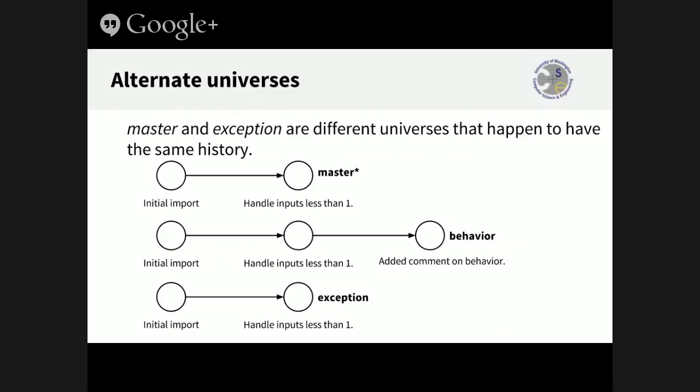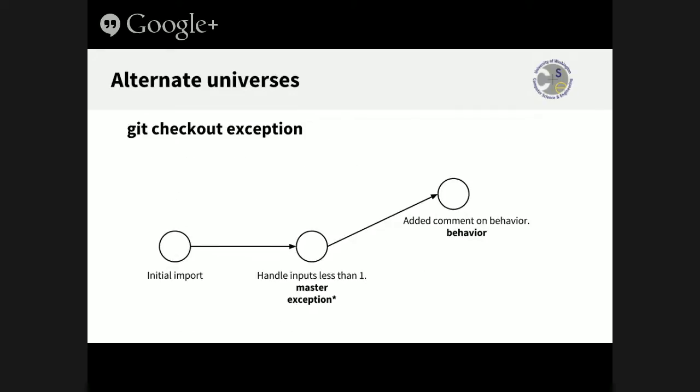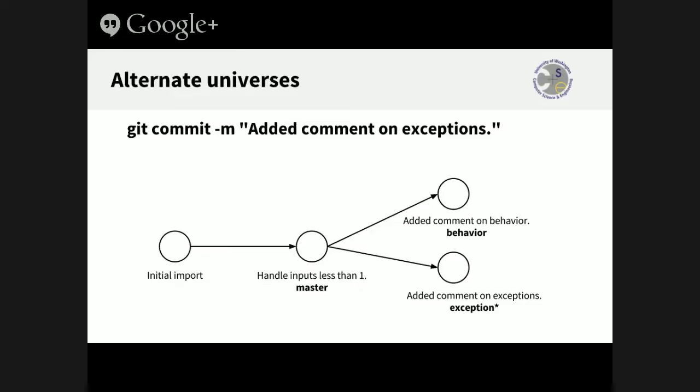Okay. So now you have three different histories: master, behavior, and exception. Right now you are on the master branch. So now if you say git checkout exception, you'll go to the exception branch, and now you can add a commit to it. Now you can see there are three different alternate universes, but two of them are based on the same one. Here you made this commit, and then this commit in the behavior branch. In this universe, you did these two things, and then you did this. And in the master branch, you only did these two things.